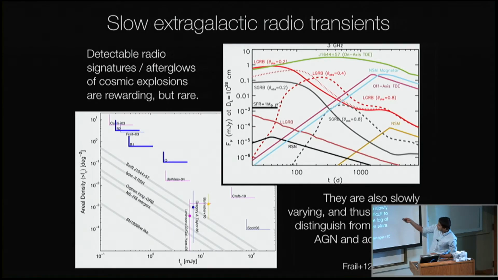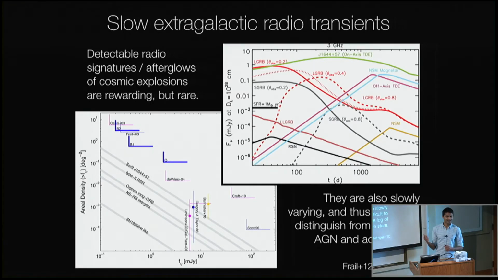I highlight here a plot of various simulated light curves by Metzger et al. and Edo Berger, showing things like on-axis tidal disruption events, the afterglows of long gamma ray bursts, and even, famously, the afterglow of a binary neutron star merger from a couple of years ago.